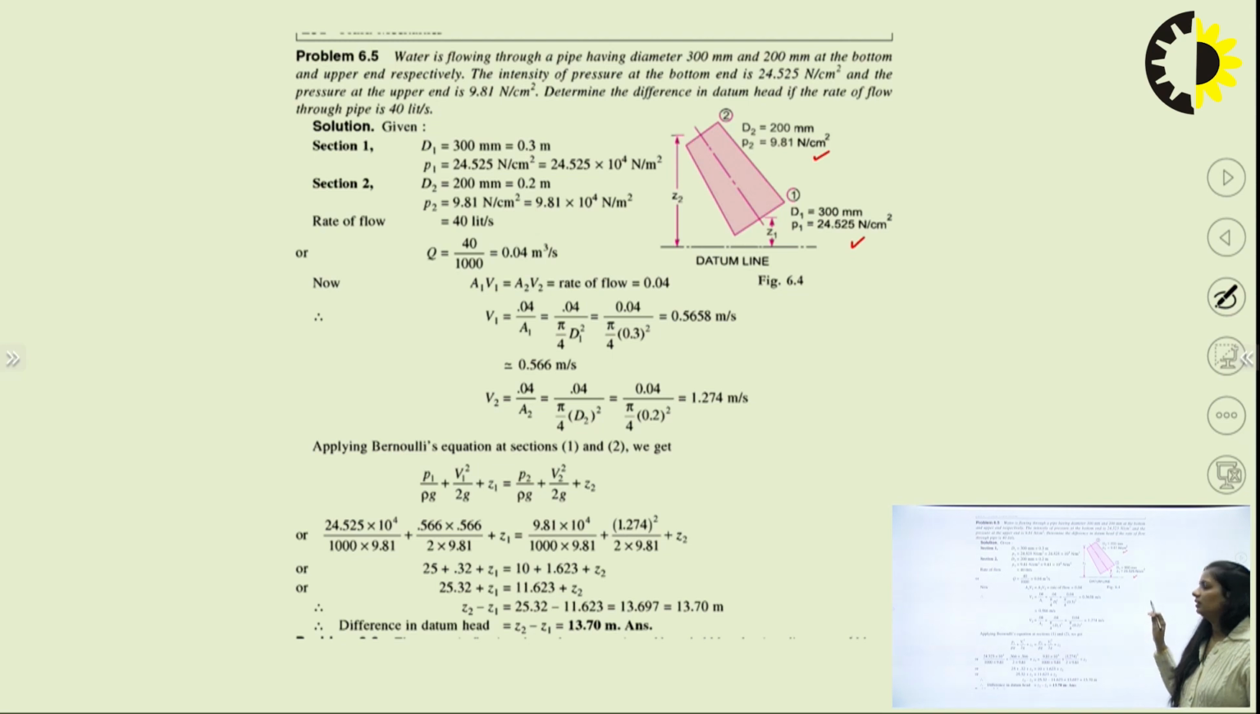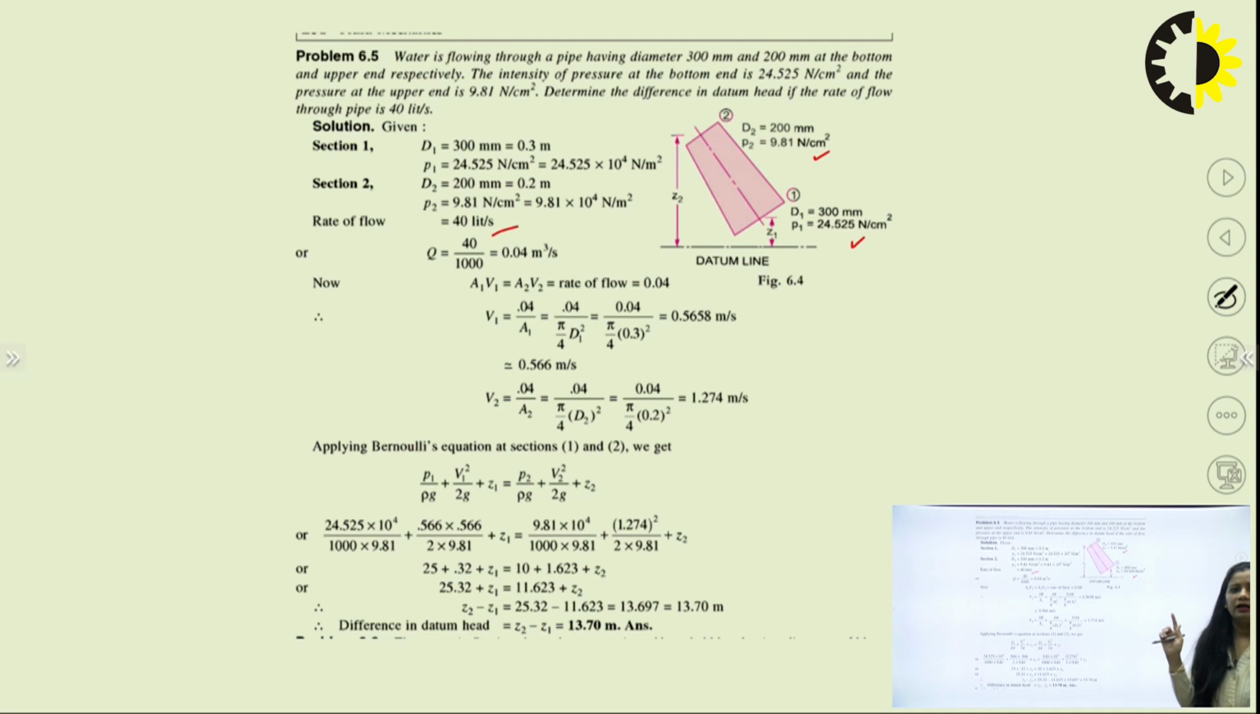See here in this example the figure is given, that's why you can easily see it and put it in the equation. But sometimes in exams there are very few chances that a figure comes with the question. Okay, you need to draw it by yourself. Now diameter at 1 is given, diameter at 2 is given. The rate of flow is given as 40 liter per second. You know D1, P1, D2, and P2.